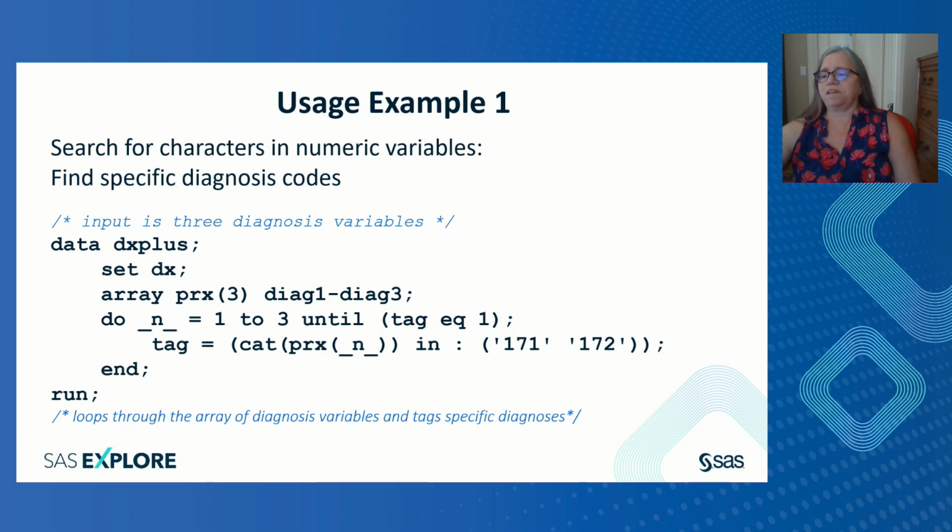And this can be very handy where we're just trying to look for a patient that has a specific diagnosis or a group of specific diagnoses. And this will just give us a dummy whenever it encounters that. And it's very quick, and we don't have to do a lot of array processing.